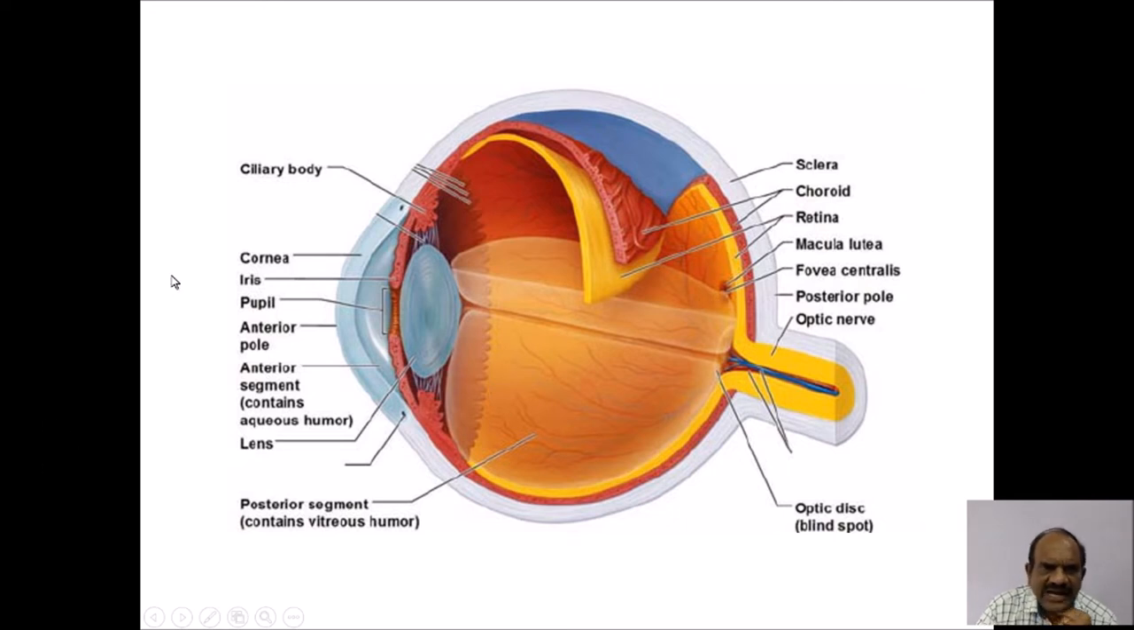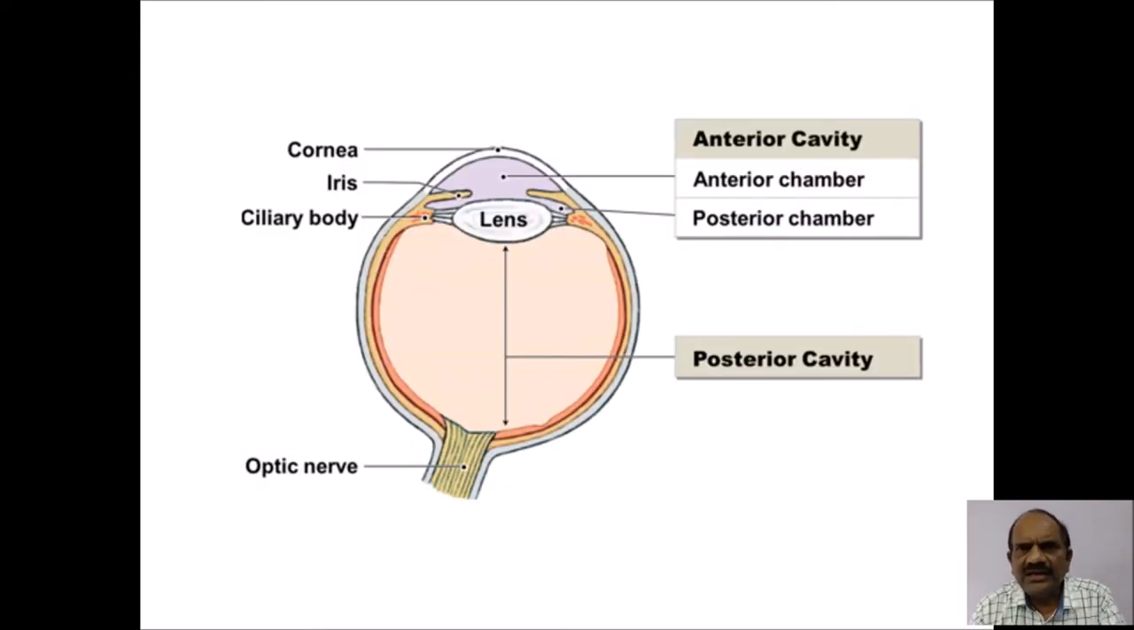Remember that the anterior segment, with these two chambers, the anterior chamber and the posterior chamber, is filled with a transparent fluid that we call the aqueous humor, and the posterior segment contains vitreous humor. Just to elaborate, look at this figure. You will find the anterior chamber, as shown here, containing two parts, the anterior chamber and the posterior chamber, and this is the lens proper, and behind this lens is the posterior cavity.